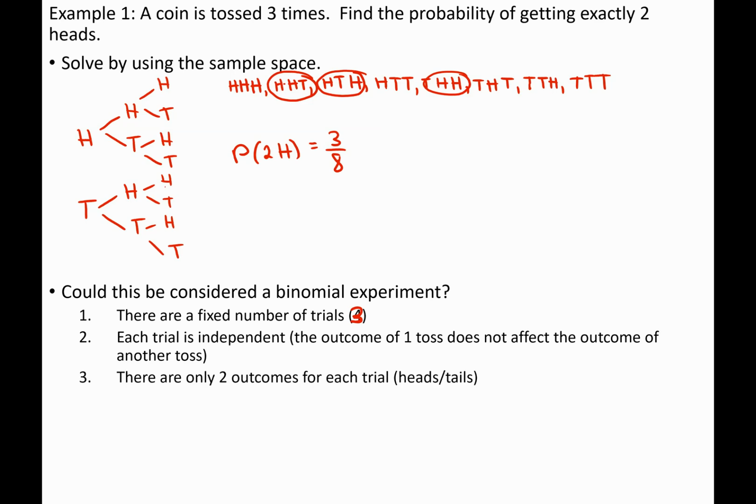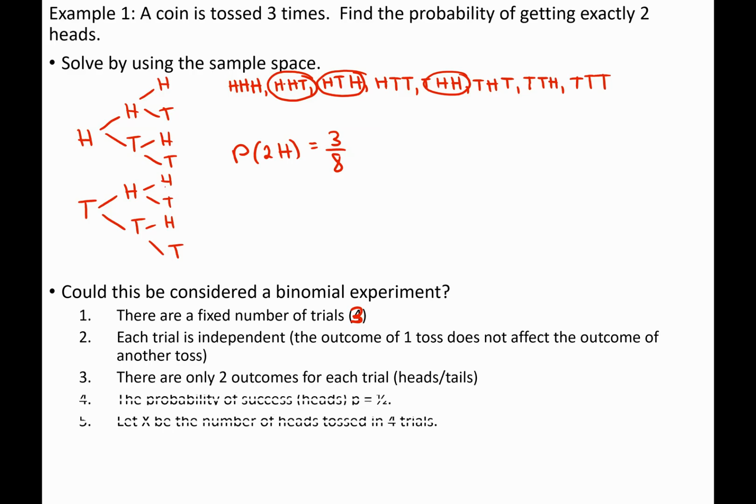The third property, you can only have 2 outcomes for each trial. Each trial, each toss is either heads or tails. Those are my 2. For every trial, the probability of success, we label that as P, and it's the same for each trial. Our P in this case would be 1/2. Success would be heads in this case. Then number 5, we need what is our X going to be, and X is the number of heads tossed in.